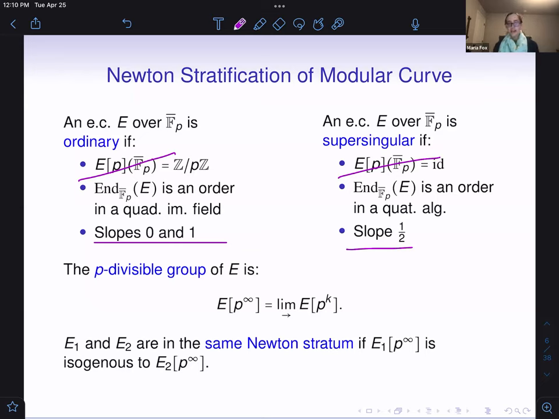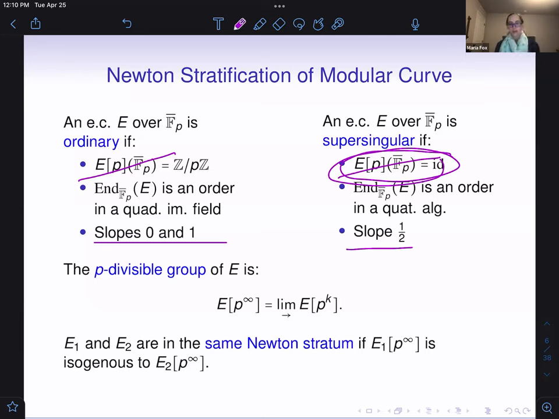Another way of defining it is from our elliptic curve, we can define its p-divisible group. So you take the p^k torsion, not the points, but the group scheme itself. We have to do that because we know supersingular elliptic curves don't have very interesting p-torsion points, just the identity. So we take the group schemes and then we package them all together in the direct limit, all the p^k torsion group schemes. That's the p-divisible group of our elliptic curve.